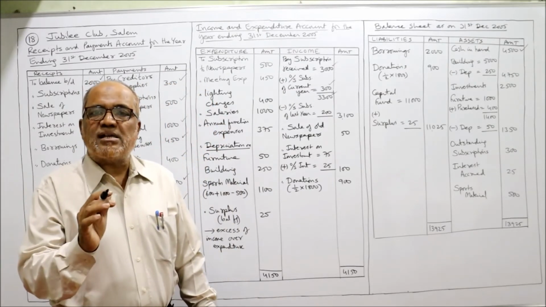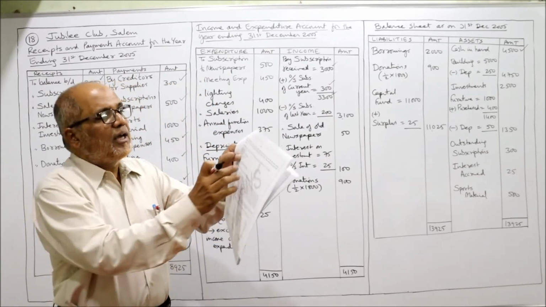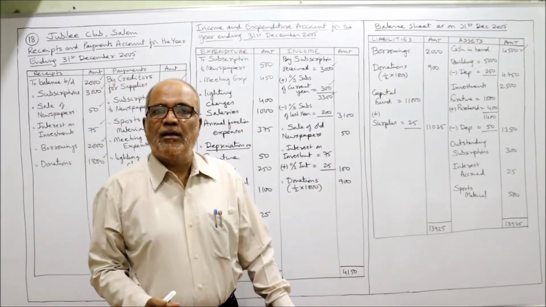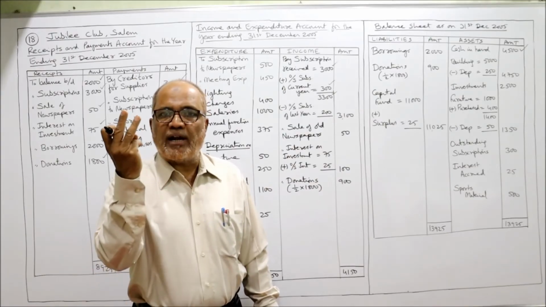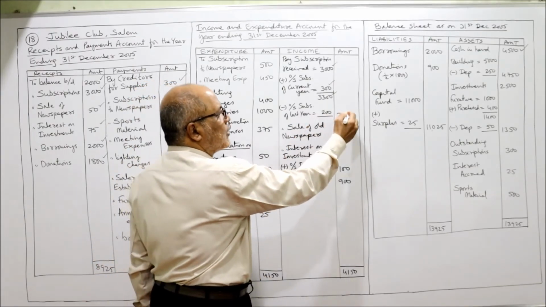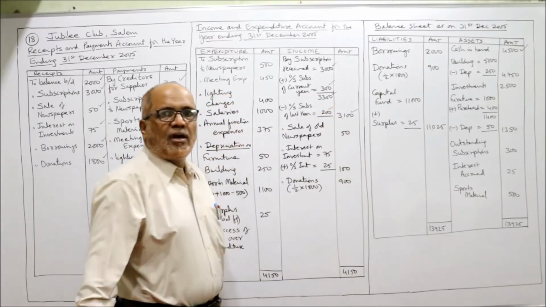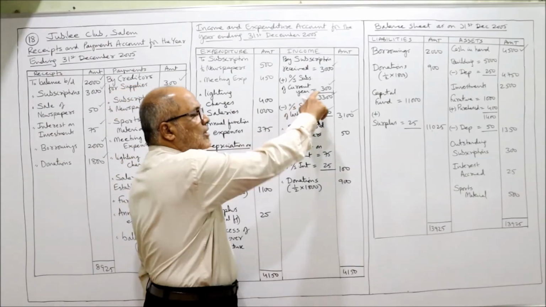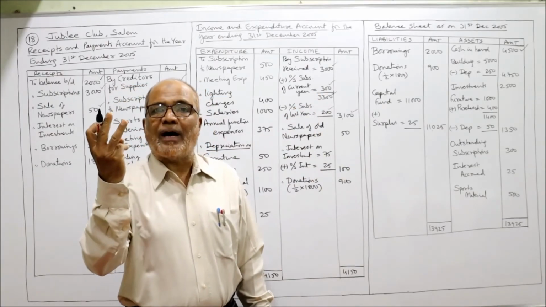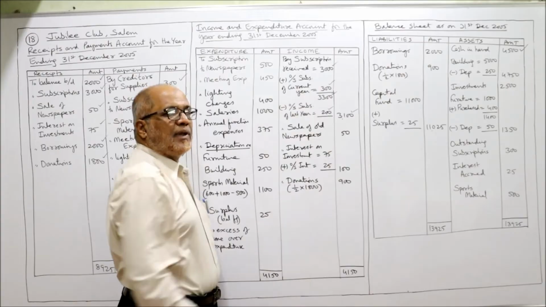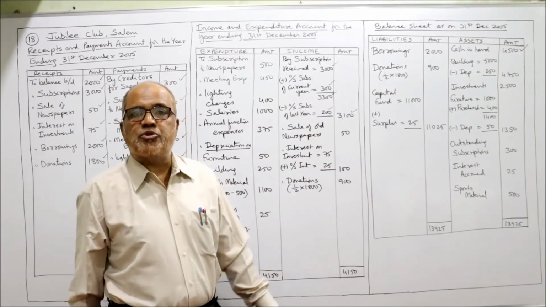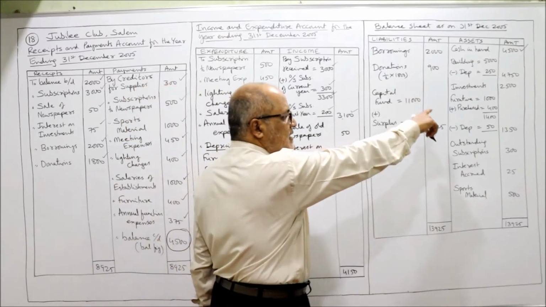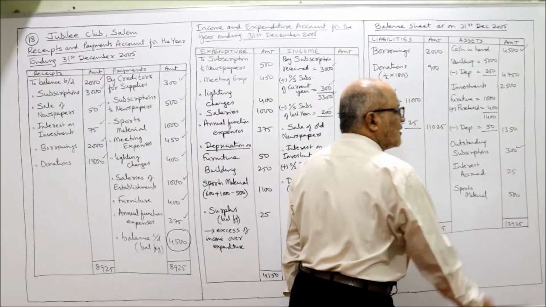Minus outstanding subscription at the beginning of the year. In the first line, second line it is given subscription receivable 200. The beginning of the year subscription outstanding 200, deduct 200, so 3,100. That's all. Now outstanding subscription at the end of the year, how much? 300. This 300 will appear twice. Once I have added here, again this outstanding subscription will be taken on the asset side of the balance sheet. See here, asset side, outstanding subscription 300.